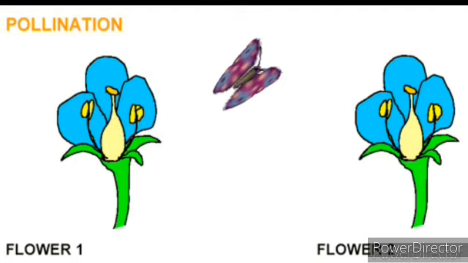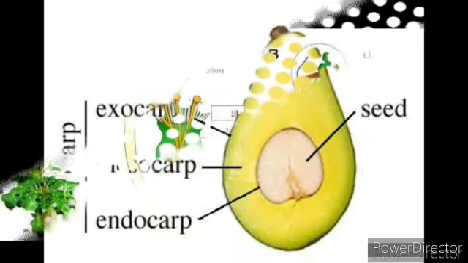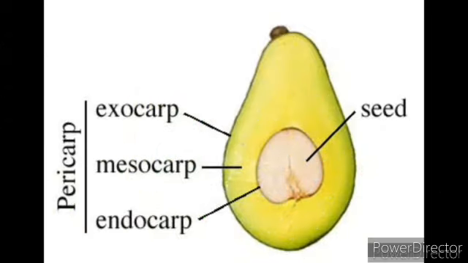The fusion of male and female sex cells, that is, pollen grains and ovary, is called fertilization in plants. After fertilization, the ovary develops into fruit and the ovule develops into seed. Parts of a fruit. The fruit contains three major parts, that is epicarp, mesocarp and endocarp.